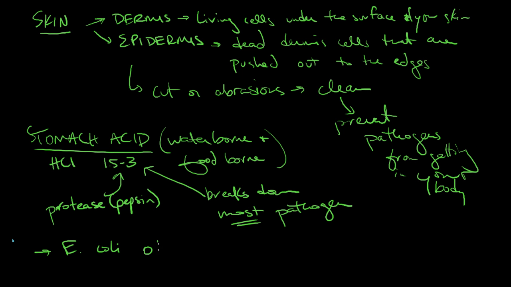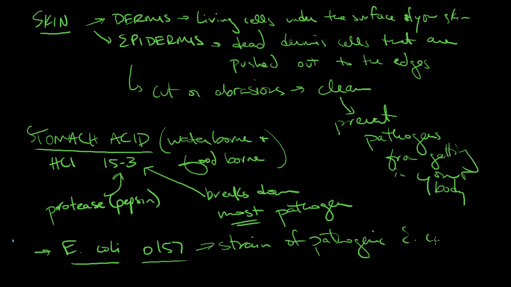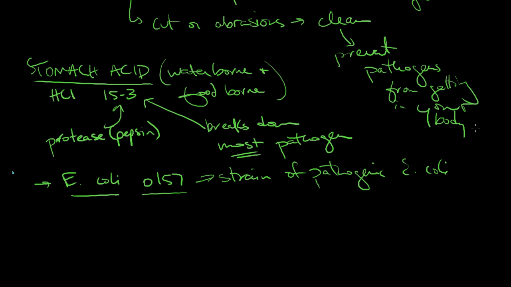Now you might have heard of food poisoning, particularly, I hope you've heard of E. coli 0157. This is a strain of E. coli. So I mentioned earlier we do have E. coli in our intestines, but this is a strain of pathogenic E. coli. It's a bacterium. And this E. coli is really breeding in our cow populations. And it's in their intestines.